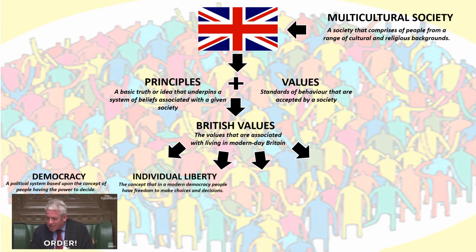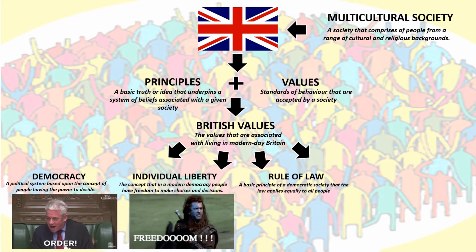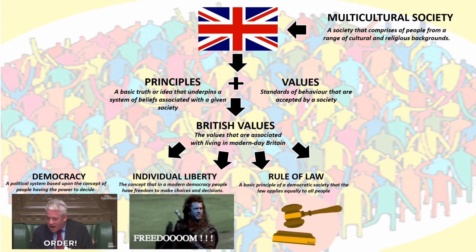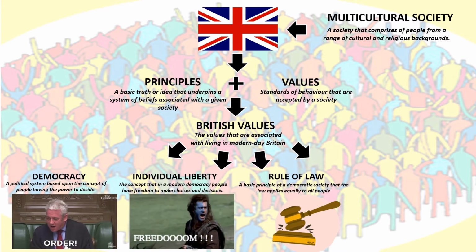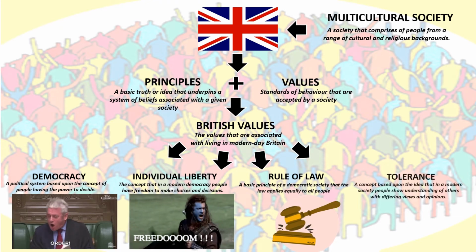Individual liberty is your freedom. It's your freedom to make choices, to make decisions, to live how you want, to do what you want, to worship how you want, to have relationships that you want. That is individual liberty. It's essentially your freedom. But this freedom does have to fall within the rule of law. So the rule of law is the law, the legal system. We have to follow the rules of the land, the rules of the country. And if we come all the way back to democracy, as we take part in voting practices and having a say in how the country works, this influences the rule of law.